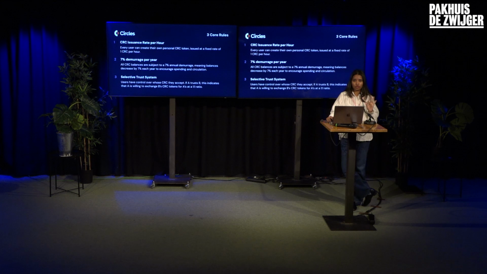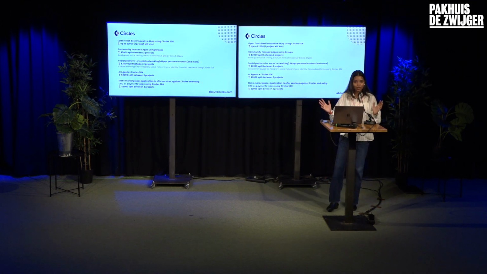So what are the three core rules of Circles? First, CRC issuance. CRC is short for Circles, and this token can be created by everyone. We have fixed a rate of 1 CRC per hour, which means 24 CRC a day can be minted by everyone. Then there's a 7% demurrage. To give it a real-world view, we have a 7% annual demurrage, which means all of your balances over the year will decrease by 7%, so that you spend and circulate the CRC money rather than keeping it in your pocket. Just like how inflation works, this is supposed to give your CRC money a little more value in the real world. And then there's a selective trust system: you can control whose CRC you would like to accept based on trust. Those are the three core values of the Circles protocol.